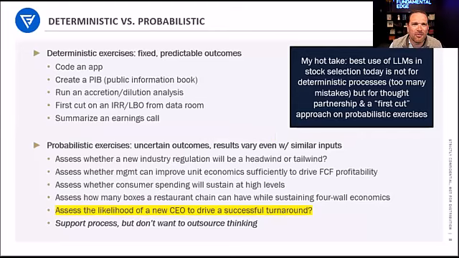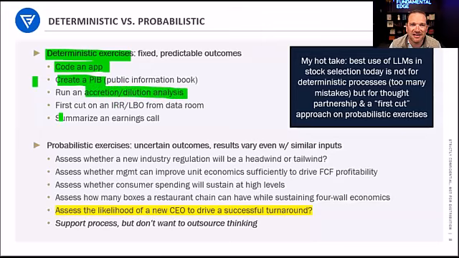I've come back to this framework of two types of exercises. A deterministic exercise is one where there's a fixed, predictable outcome. We can all agree on the right answer, whether that's coding an app, creating a pitch for investment bankers, running an accretion dilution analysis, or summarizing an earnings call. There's a right answer. In investing, the key debates tend to be these probabilistic exercises, where there are uncertain outcomes.